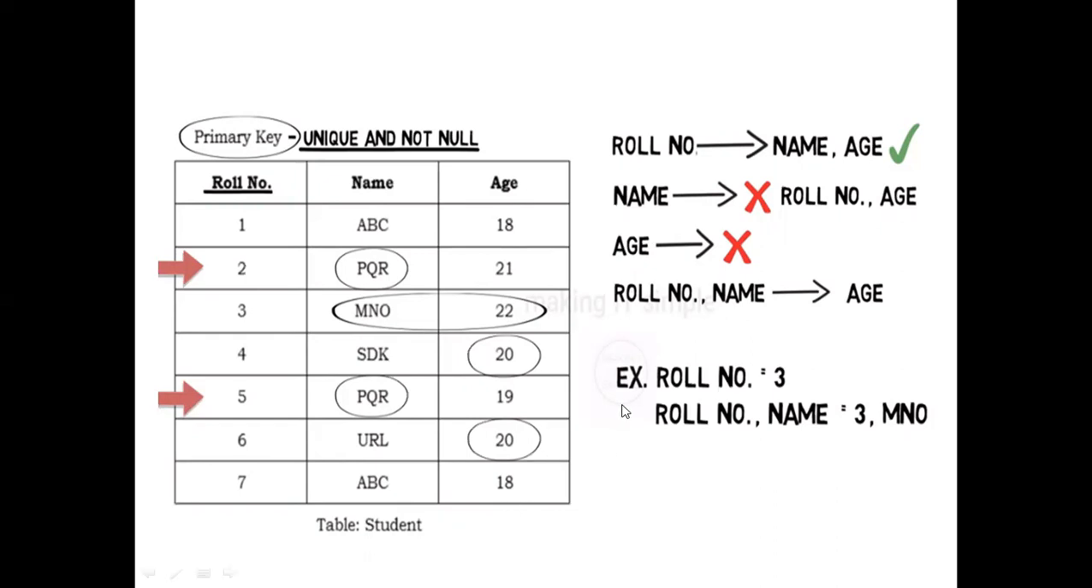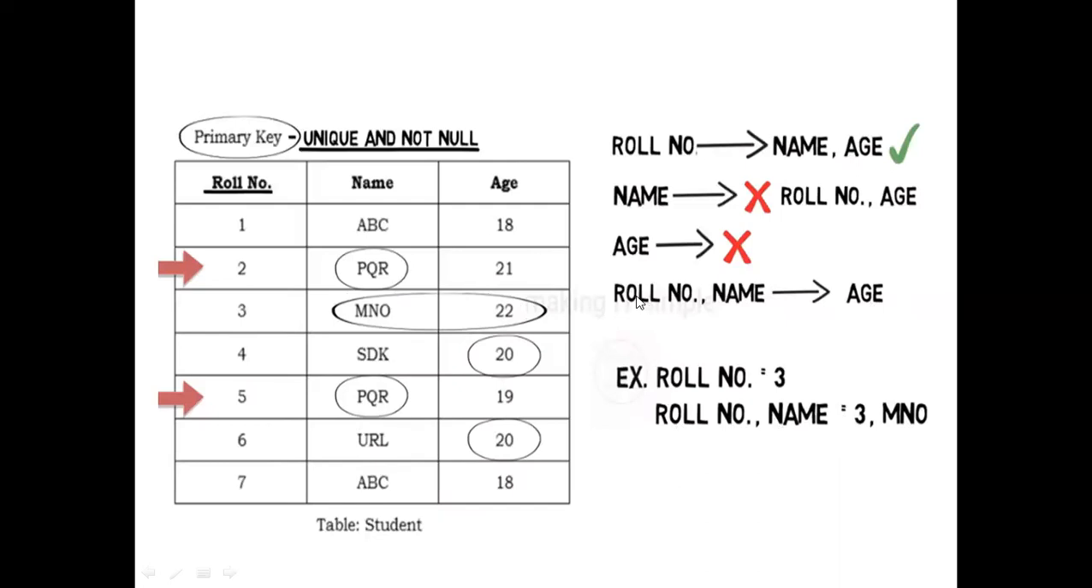Now, when we consider roll number and name together, it gives us a unique record. There will not be any other record having roll number 3 and name as MNO. So, roll number and name uniquely identify the age. With the help of roll number 3 and name MNO having age 22, there is no other record which gives us the same value, that is roll number 3 and MNO. With the help of this combination, roll number and name, we uniquely identify the age.